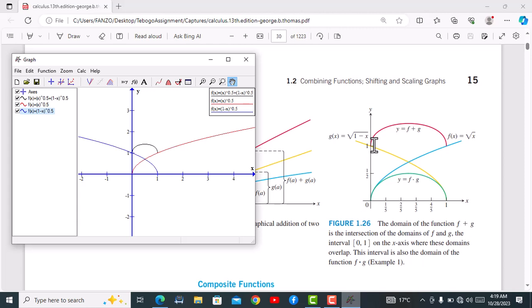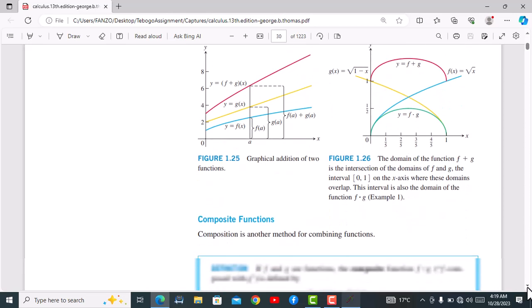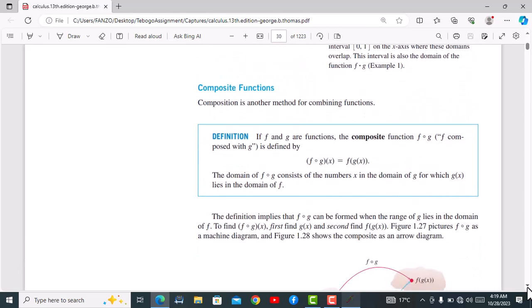We found that, and they are both inclusive because we have greater or equal and less or equal, so both values that you found, 0 and 1, are included. Very important that we try to understand that. So the intersection will be the domain of both those functions. And then we go and look at composite functions.